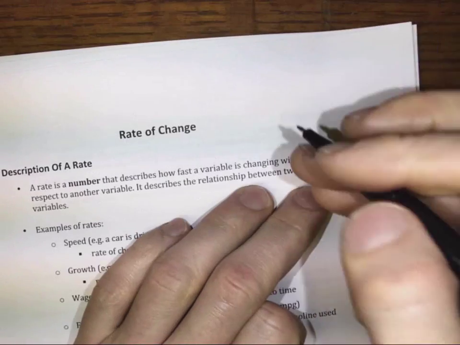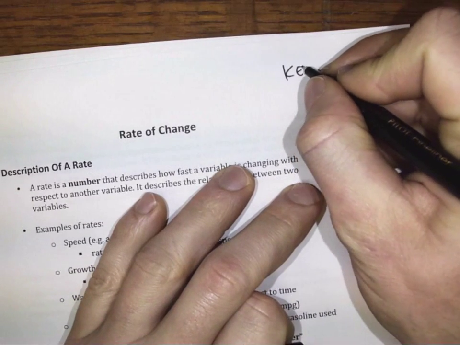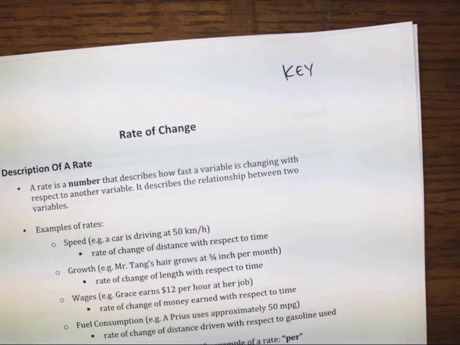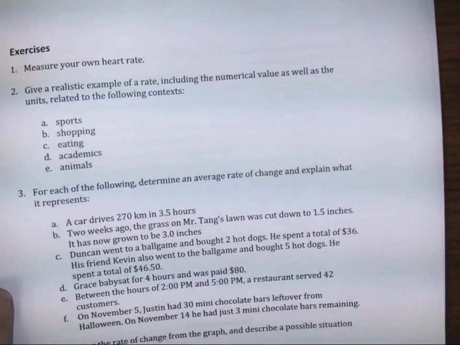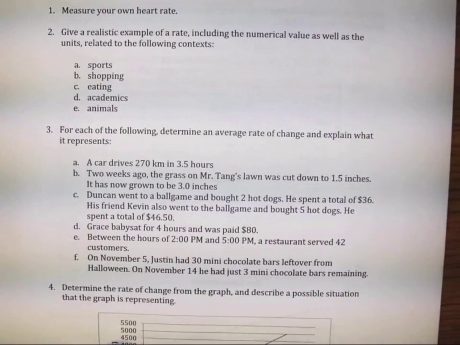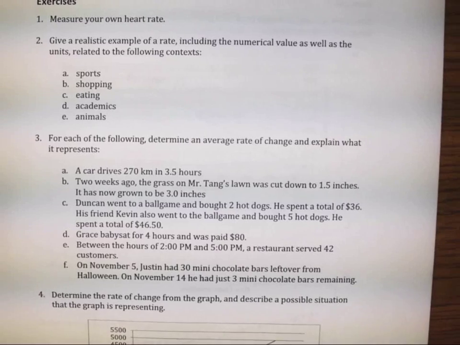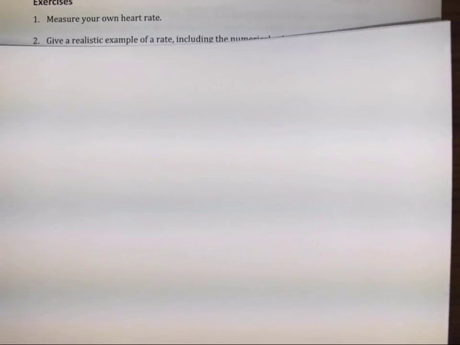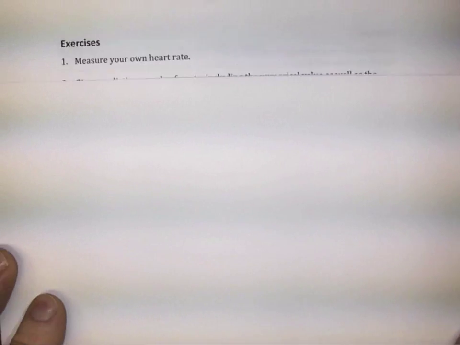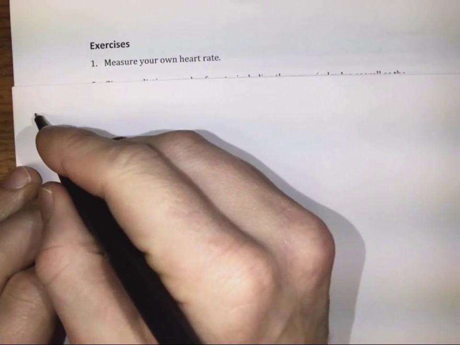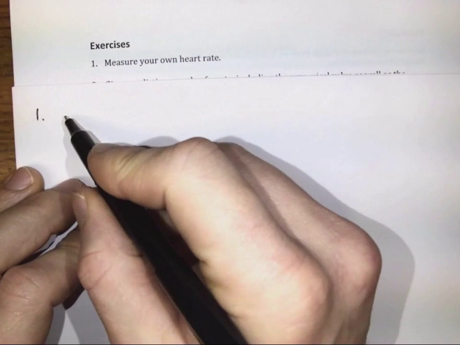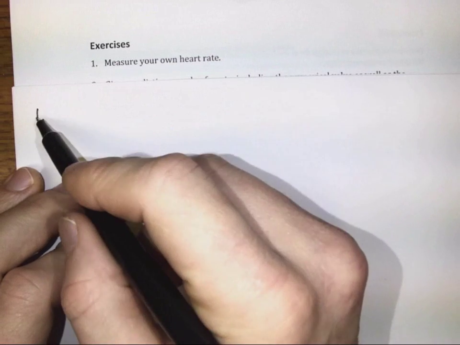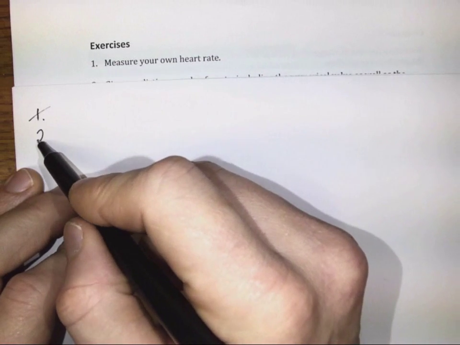Solutions to the practice questions on our rate of change worksheet. Obviously, there are a lot of different ways to interpret at least some of these questions, so your answers may differ a little bit, but in other questions, we should converge on some similar answers. Question 1 asks us to measure our heart rate, and we're going to skip that one because we did that in class.